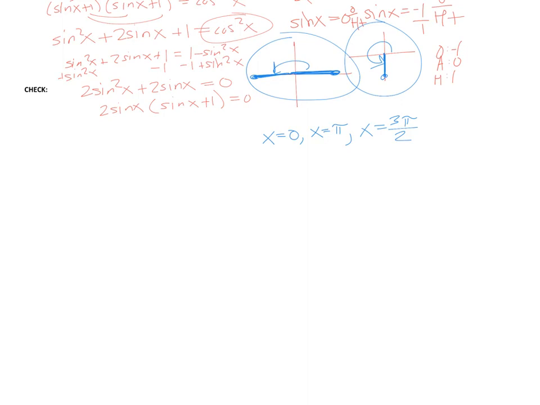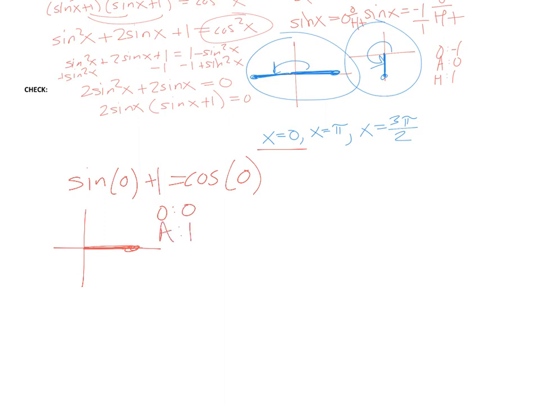Okay, so checking our answers, we're going to check this one. Sine of 0 plus 1 equals cosine of 0. If my rotation is 0, my terminal side is right here, and I have opposite, which is 0. My adjacent will be 1, and my hypotenuse will be 1. So checking my answer here, I'll have 0 over 1 for sine, and then I have just plus 1, and that's equal to 1 over 1. Is that true? Yes, it is. All right, so that answer works.